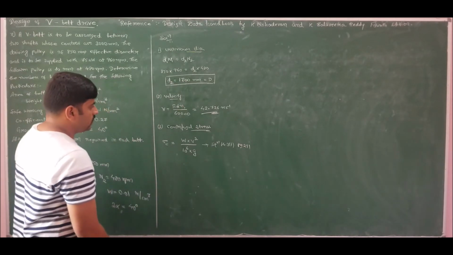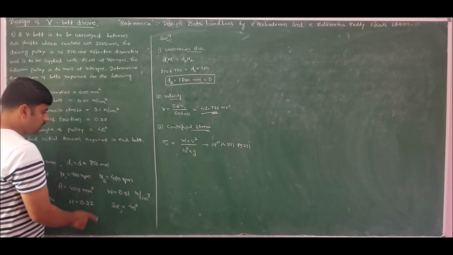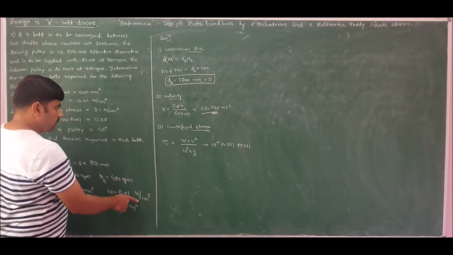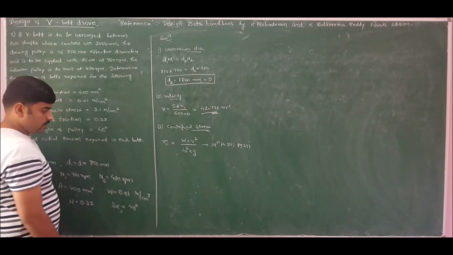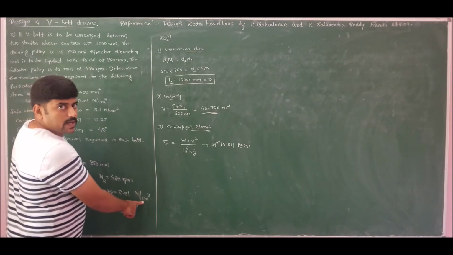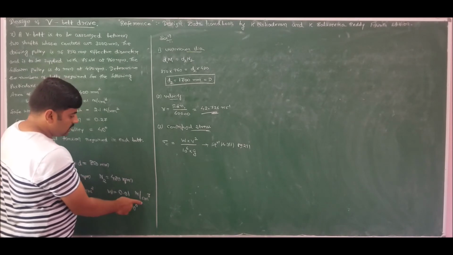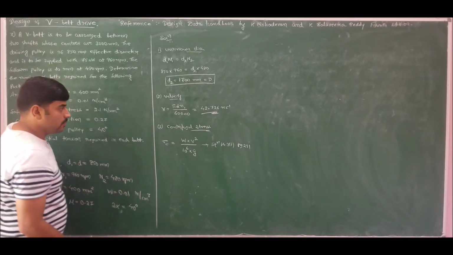A very important note here is that W should be in Newton per meter cube. He has given it in Newton per centimeter cube. So therefore, in Newton per meter cube, it will become 0.01 into 10 to the power of 6 Newton per meter cube. Centi stands for 10 to the power of minus 2. 10 to the power of minus 2 whole cube is 10 to the power of minus 6. Take this to the numerator, it will become 10 to the power of plus 6 Newton per meter cube.